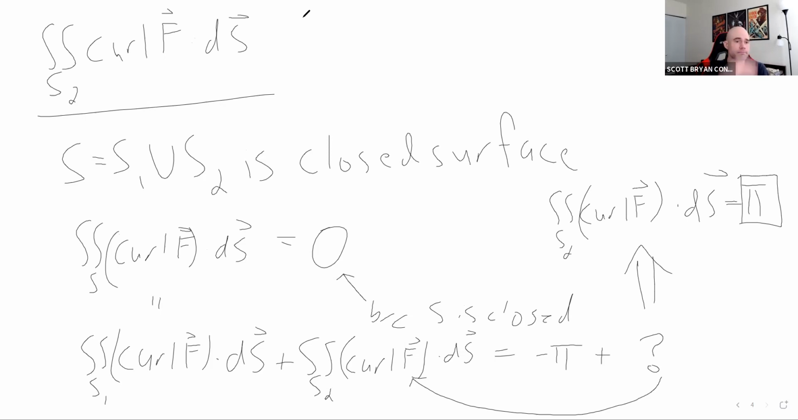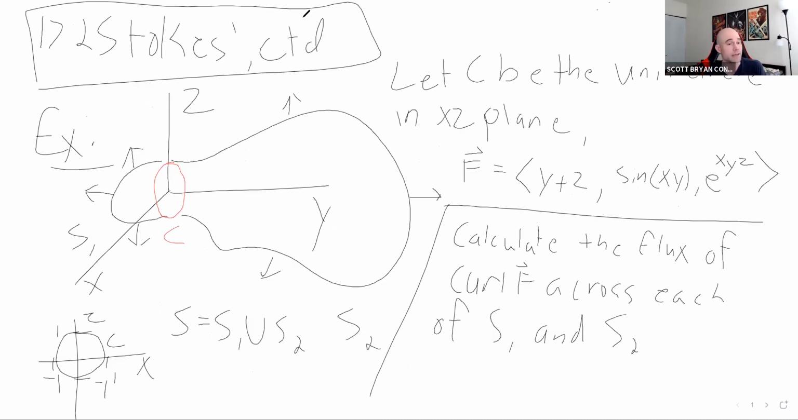If we wanted, we could have played the same game we did as the last one, but we've already basically done all the work. And we use our knowledge of Stokes' theorem, namely the integral of the curl of a vector field over a closed surface is 0, to make our lives easier here. And once again, the interesting thing here is it literally doesn't matter what S1 and S2 are, as long as they have C as their boundary. And that is a consequence of Stokes' theorem.